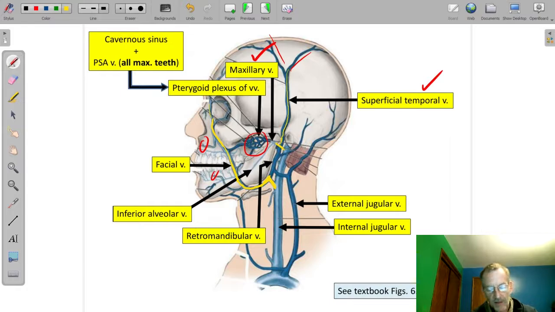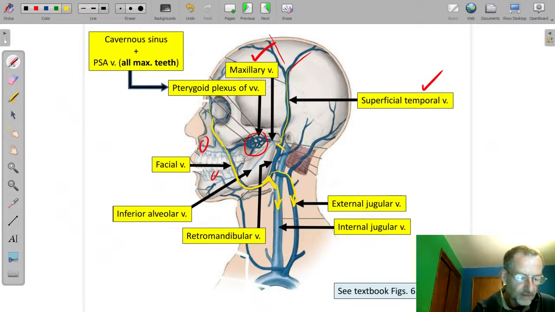So if you're coming along the retromandibular or the facial, there's potential to go either direction, either out through the external or down to the internal. Either one's a legal route, and it probably just depends on pressure differences, what vein is being compressed where, as to where the blood will flow. Because remember, there aren't valves in the veins of the head. They're essentially missing. They're very, very few.